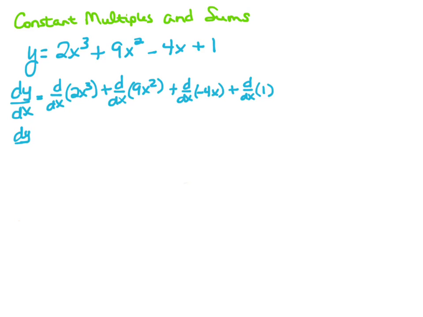So to find this derivative, we take the derivative of 2x cubed, which would be 6x squared, plus the derivative of 9x squared, which is 18x, plus the derivative of negative 4x, which would just be negative 4, and actually I could have just put minus 4 instead of plus negative 4, and the derivative of 1, which is 0. You don't have to put plus 0 at the end. I'm just being clear that we did take a derivative of that constant term.